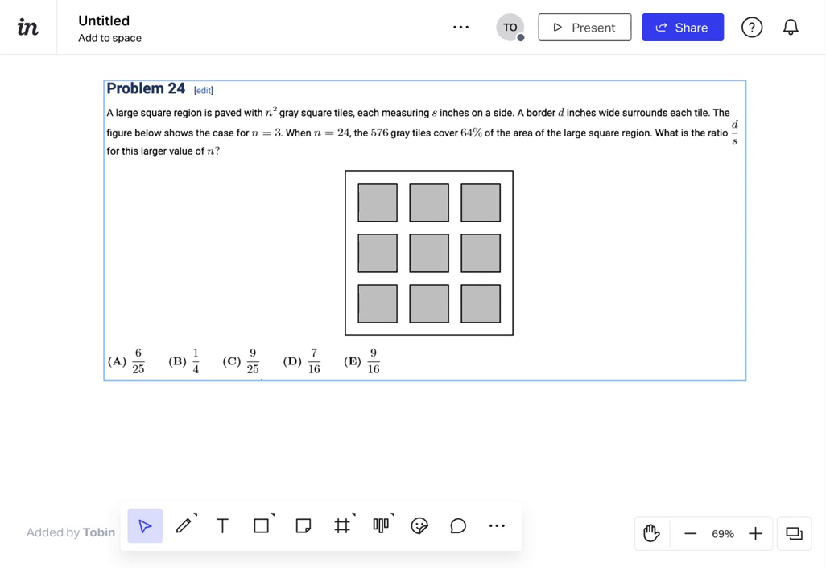A large square is paved with n squared gray square tiles, measuring s inches on a side. A border d inches wide surrounds each tile. The figure below shows the case for n equals 3. When n equals 24, the 576 gray tiles cover 64% of the area of the large square region. What's the ratio d over s for this larger value of n?